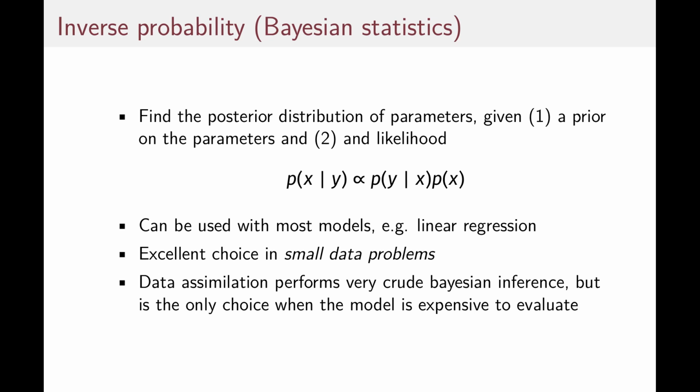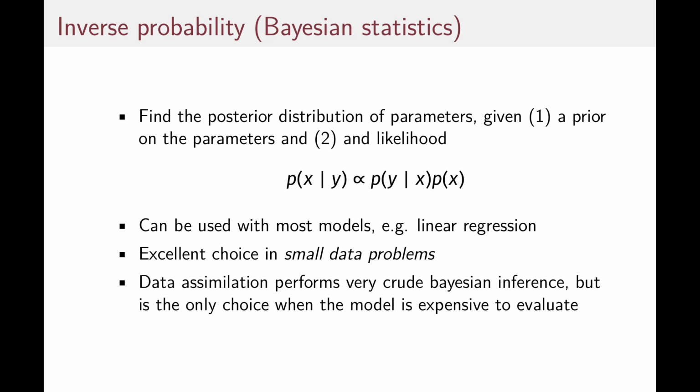In summary, inverse probability is about finding the posterior distribution of parameters given a prior belief on parameters and a likelihood, which you can think of as an error function on your observations. It can be used with most models that have parameters, for instance a linear regression model. I think it's an excellent choice in small data problems where you don't have a lot of data, but maybe you have some experts with some knowledge, some prior beliefs. It's also really nice if you want uncertainty in your parameters in a principled way.